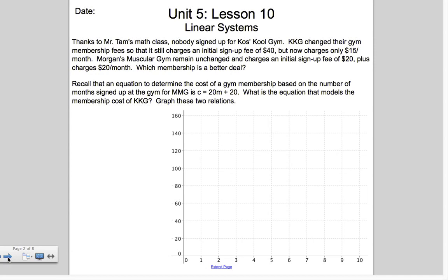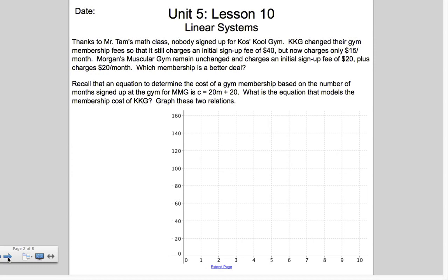Well, then he said, well, you know what I'm going to do? I'm going to change things around. So he changed his membership fees. He still charges that initial $40 to sign up, but he's only going to charge $15 a month, right? But Morgan's gym is, we're good, we've got all this business, we're going to keep it. Initial fee is $20, $20 a month. That was a good deal, we'll keep it going.